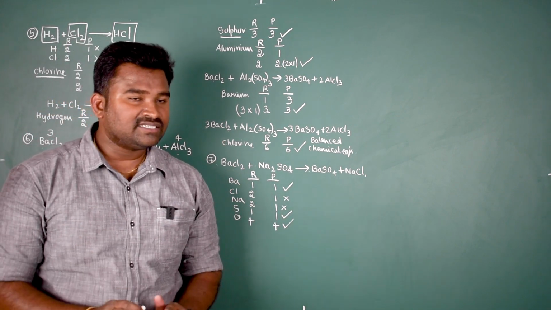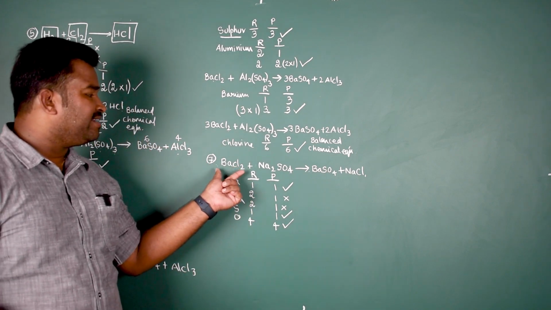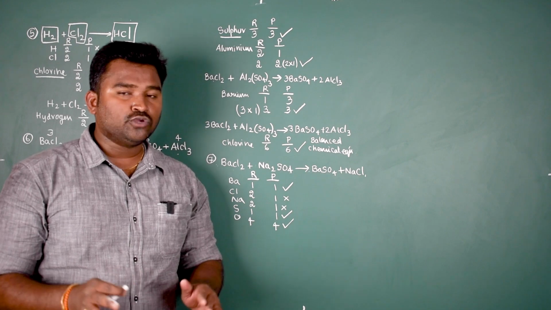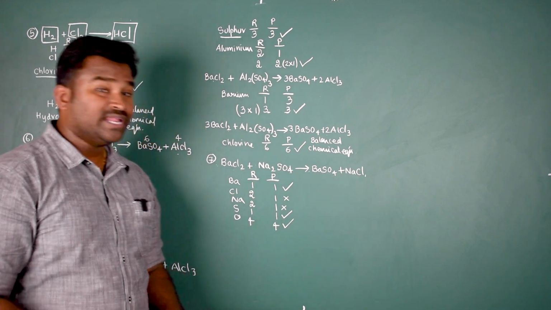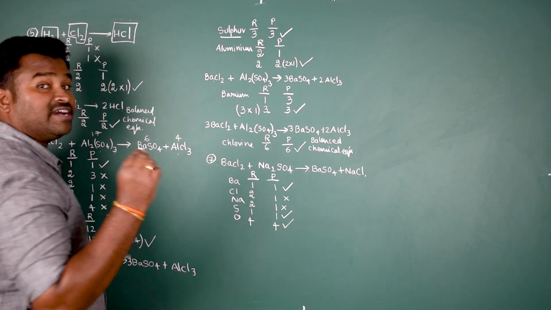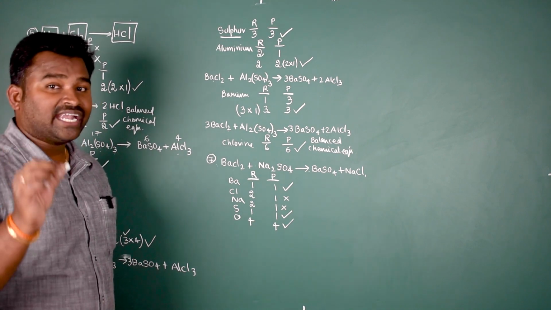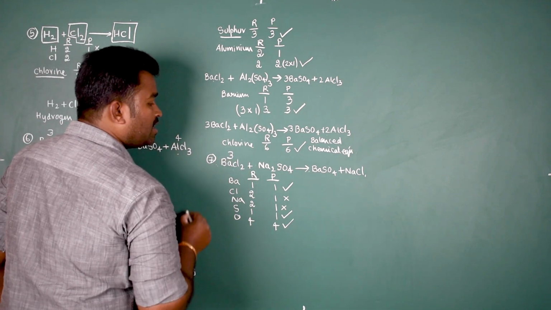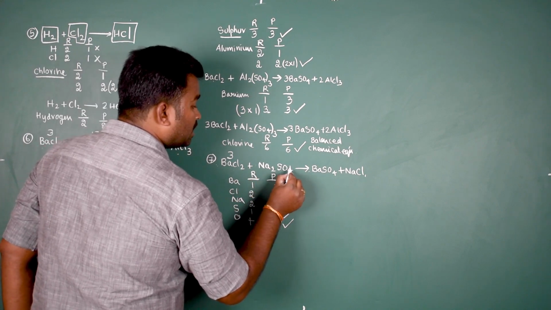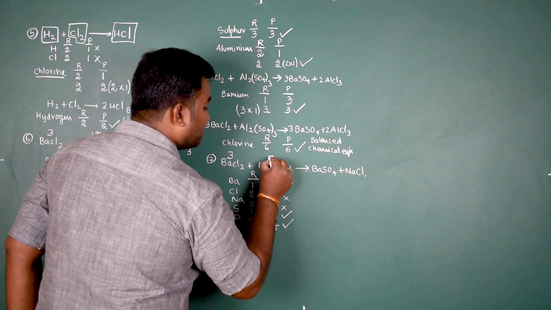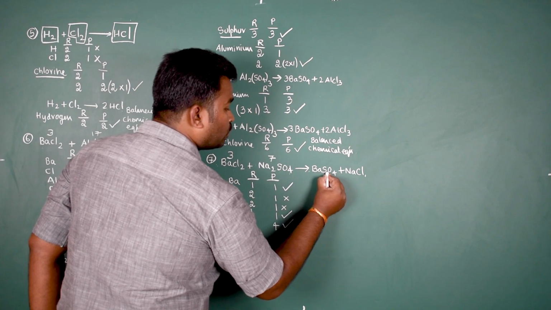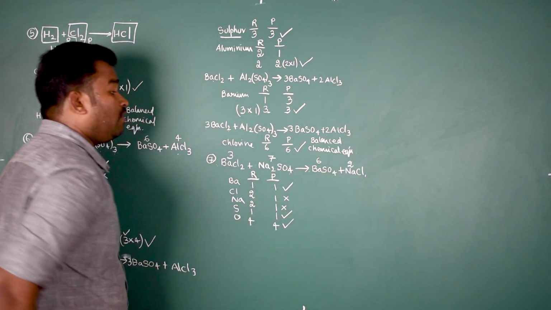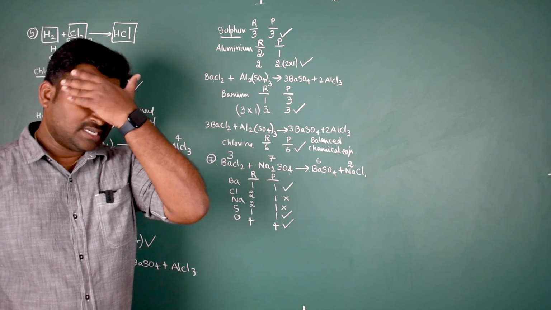Now, how to balance it? You should not change any term inside the formulae. Then what is the next step? You should know what to balance first. For that, you should know the number of atoms present in the given compounds. Here there are 3 atoms, whereas here 2 plus 1 plus 4, that is a total of 7 atoms. Here 4 plus 1 plus 1, 6 atoms. Here 2 atoms.